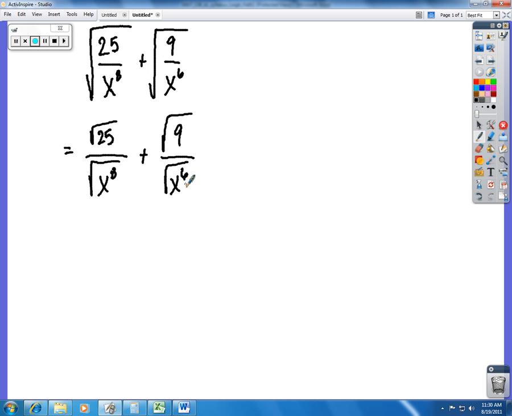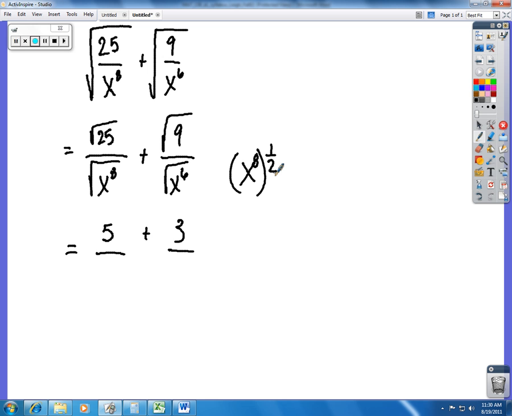Okay, now hopefully these numerators should be relatively easy to simplify. The square root of 25 is just 5. The square root of 9 is just 3. The denominators may not be so clear. So the way I like to think of these is, again, there should be an 8 there.